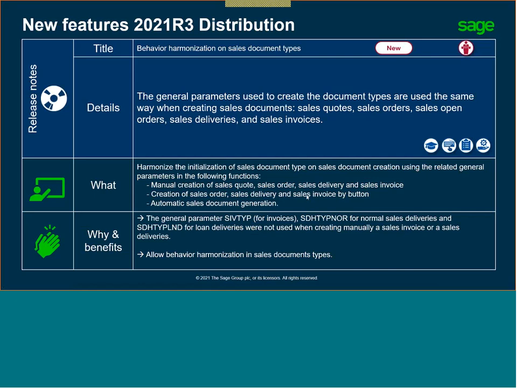Now I would like to present to you the behavior harmonization on sales document types: the why and the benefits. Now we have a harmonization of the behavior, because in the previous versions, the general parameters SAE type, SDH type NOR, and also SDH type LND for the loans, were not used when defaulting the document type in document creation. So the benefit for the users is, of course, to allow a behavior harmonization in sales document types and simplify the behavior.